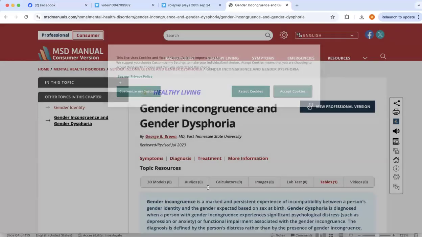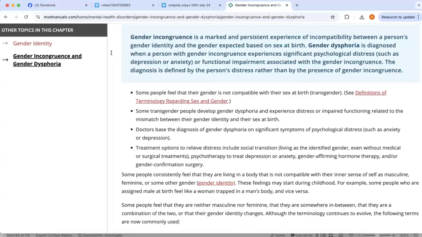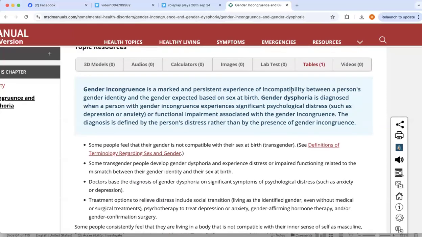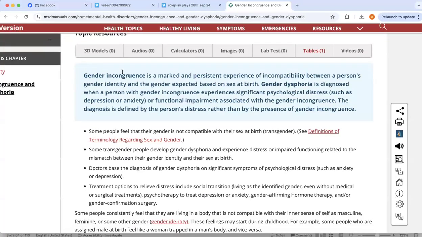Okay, so in here, they have got a few other things that you can go through. So you have got gender incongruence. It's a marked, persistent experience of incompatibility between a person's gender identity and the gender expected based on sex at birth. So gender incongruence is when a patient feels that their assigned sex or gender is wrong. Gender dysphoria is when a patient has gender incongruence and experiences significant distress or functional impairment because of this feeling.